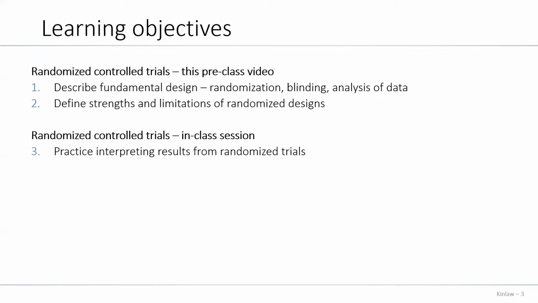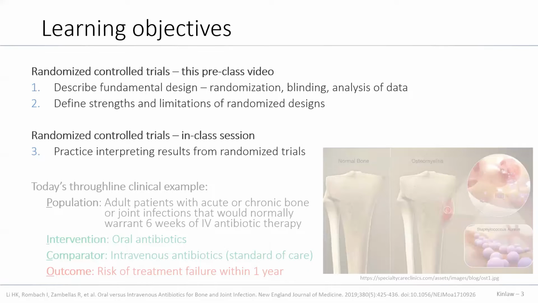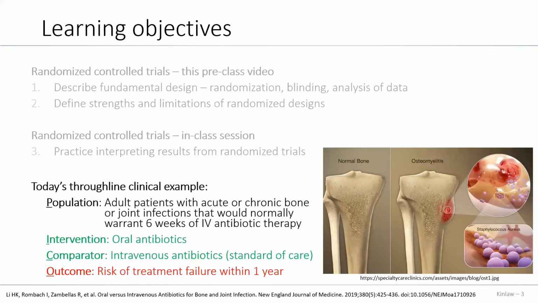Similar to our lecture on causality, today's lecture will also have a through-line clinical example that gets brought up at several points. I've adapted and simplified this example from a study that was published a couple of years ago, which is a non-inferiority trial. This is a type of trial you'll learn way more about later in this course.